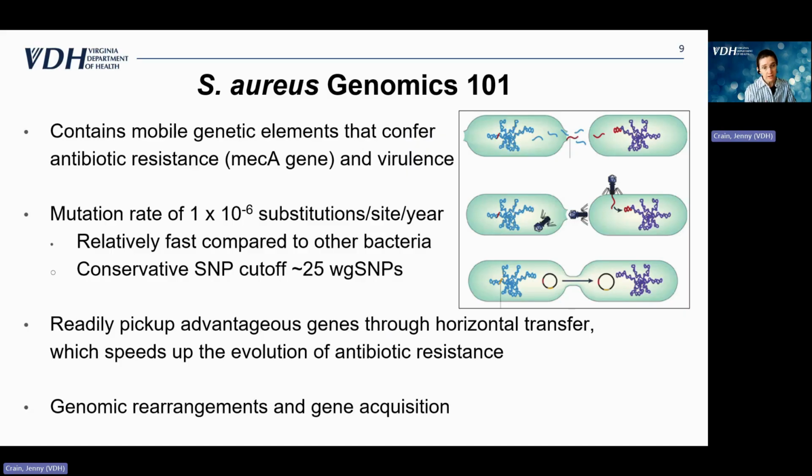So we use that SNP cutoff to rule out cases from being associated with this specific cluster, right? So WGS is often easier and more helpful with ruling out cases than ruling them in.